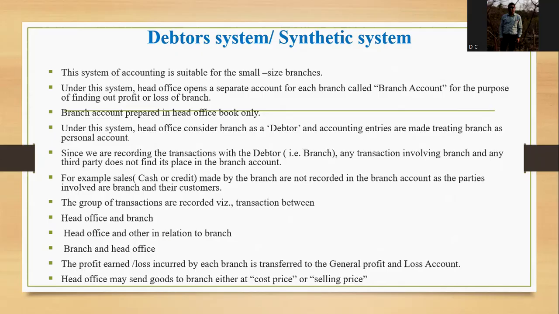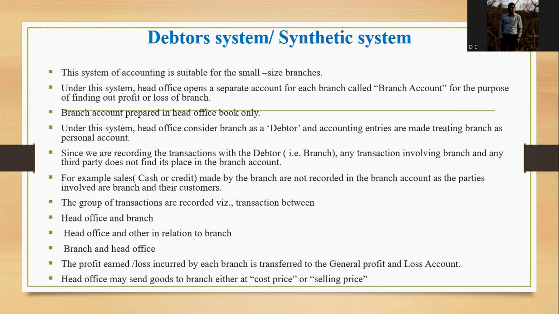Why is the name called debtor system? Because here each branch is treated as a debtor, and the head office deals with the branch as a debtor. So that is why the name is debtor system. Each branch is considered as a debtor, and on that basis head office sends goods to the branch. Since we are recording the transactions with the debtor, that is the branch, every branch is a debtor.